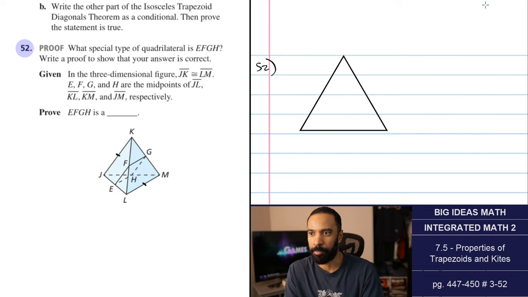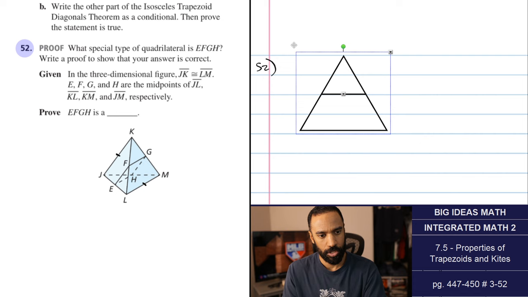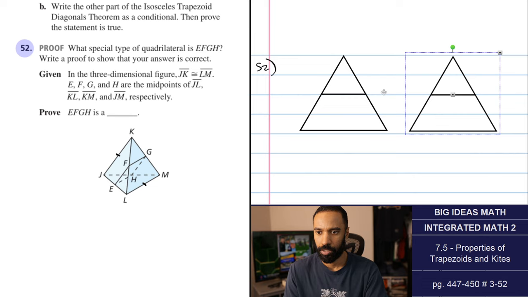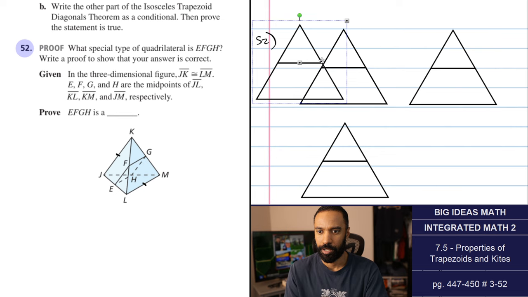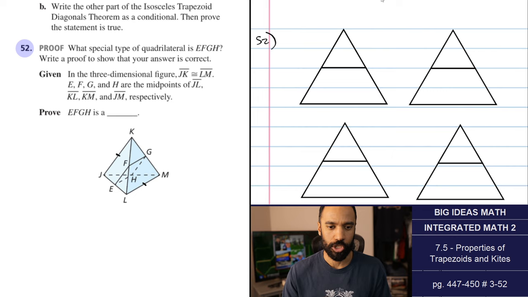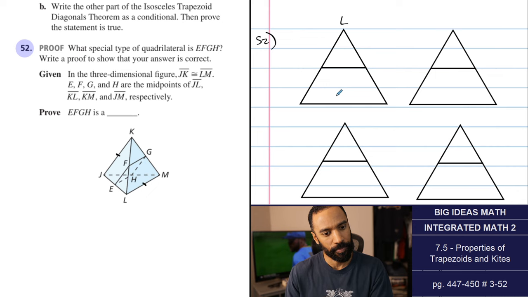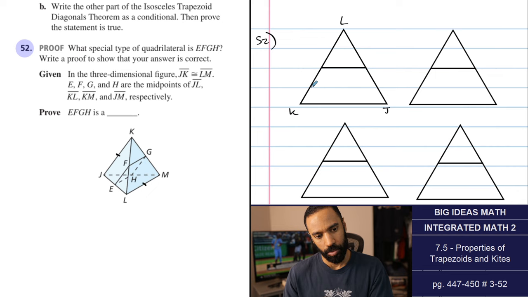I'm going to copy and paste a bunch and show you what I got and what we can mark congruent and parallel. Because there are four triangles about. One, two, three, and four. Okay, so this left-facing triangle, I have K. Oh, wait, hold on. I'm going to put L on top. I have L, J, K, with E. Wait, L, J, here's E, here's F.